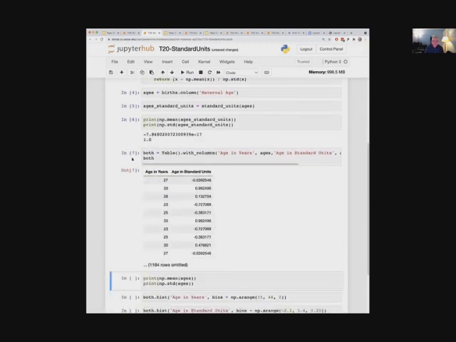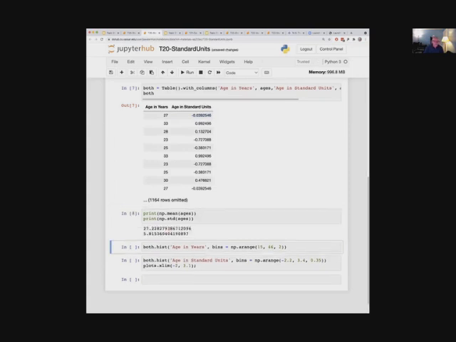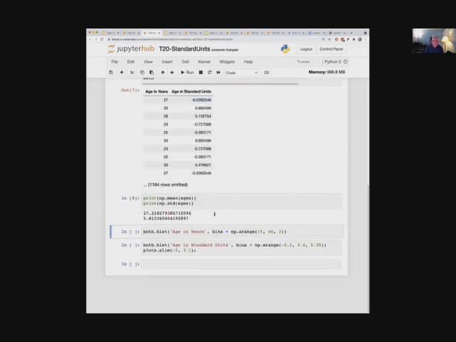our table. And so here's the age in years, and then this is the age in standard units. So how far is that age, in standard units, in standard deviations, away from the mean? Okay, so if we print that out now, you can see that in our non-standardized units, we have the average of 27, and the standard deviation is 5.8.